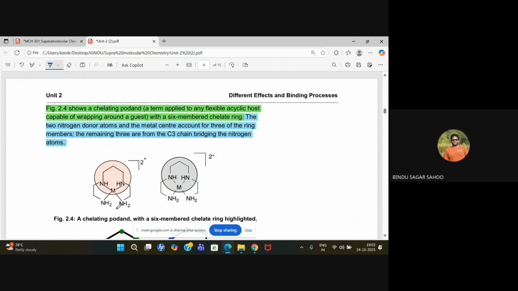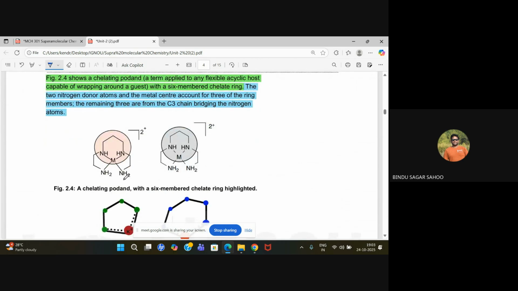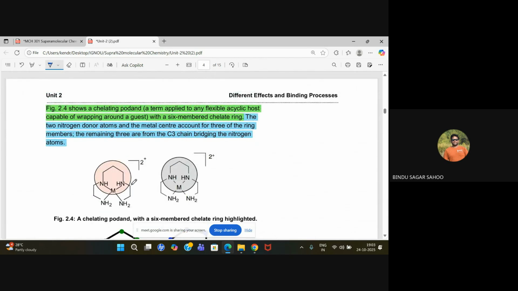So here also we can say this is a podand structure, a host molecule, also a podand. In the previous class I told you this podand contains four donor sites, or four nitrogen atom donor sites, and they make a complex with this metal atom like that. So in some complexes they form a 5-member ring also. Here we can see 1, 2, 3, 4, 5, 6, and here it is forming a 6-member ring like that.